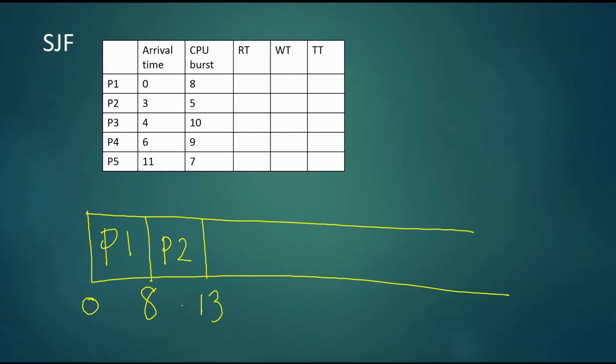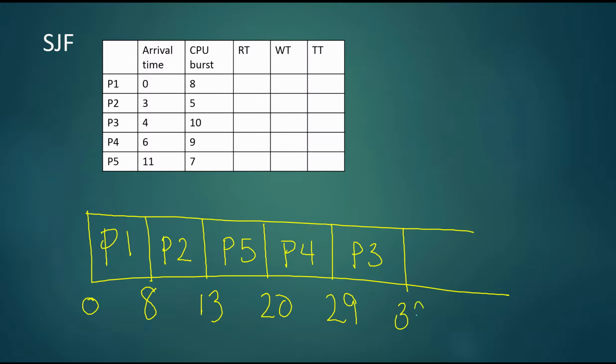13. And next we will have, at time 13, P3, P4, and P5 all in the ready queue. So we will run P5 next until time 20, followed by P4 until time 29. And then lastly, P3 until time 39. And as you can see, since this is the same set of processes with the same CPU bursts, and it's 100% CPU utilization, it takes 39 time units.